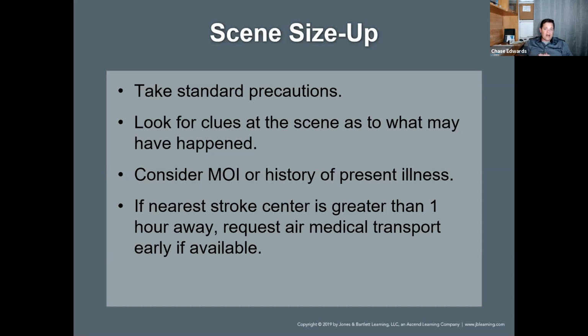Consider the need for spinal precautions because we don't know if this patient fell, were they standing when this happened, what was going on. Consider the mechanism of injury or history of present illness for this. Look for signs of potential trauma. Also, look for indications of a previous medical condition such as diabetic supplies or medical alert tags or evidence of a seizure.